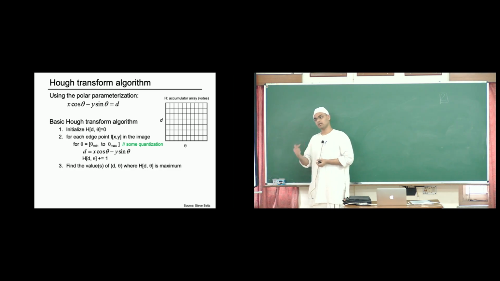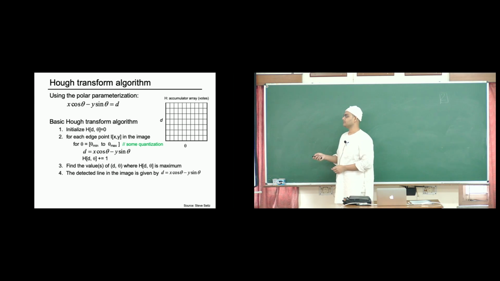You may find only one point, you may find multiple points, every point is giving you one line. It depends on how many lines you want, based on that many maximum values you need to take. Okay? And then the detected line: you got the d and theta, from the d and theta you can now draw the line, like a line equation. Okay?